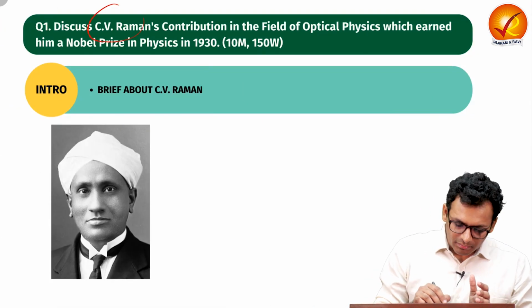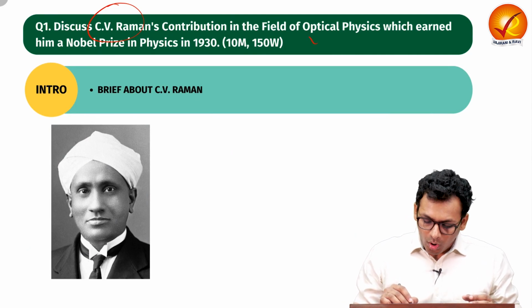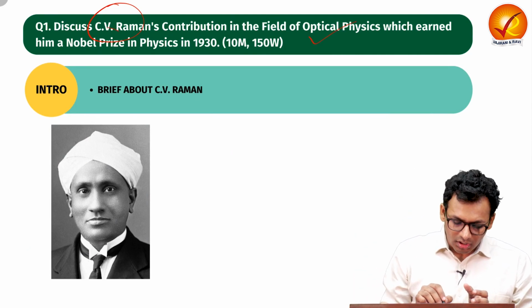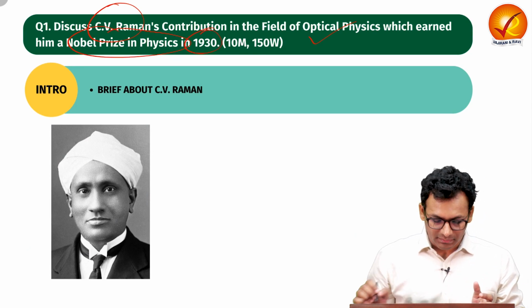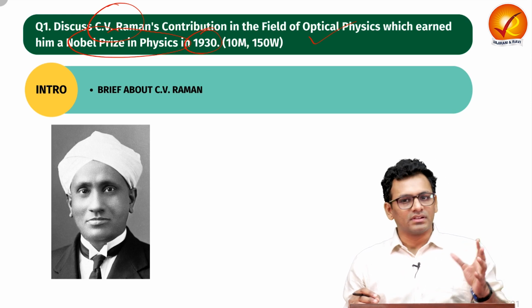The very first question is about C.V. Raman. Discuss C.V. Raman's contribution in the field of optical physics, which earned him a Nobel Prize in Physics in 1930. This question is basically about the contribution of Indians.